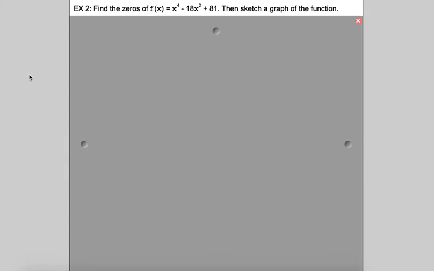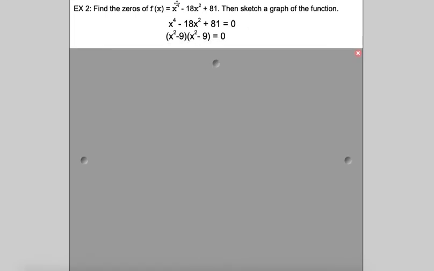Example 2. Find the zeros of f of x equals x to the 4th minus 18x squared plus 81. Step 1, set it equal to 0. Step 2, see if they have anything in common, which they don't. Step 3, factor. Well, it's the pattern of a quadratic, which is x to the 4th and then x squared. So all I did was evenly divide it up between the two. So I said x squared and x squared give me x to the 4th. I wanted negative 18x squared, so I used negative 9 and negative 9, and if I FOIL that back out, it does become a negative 18x squared.